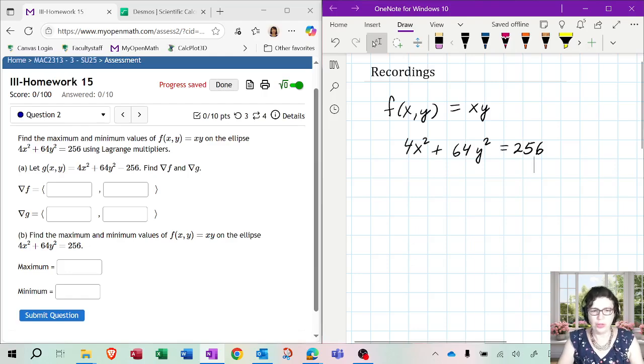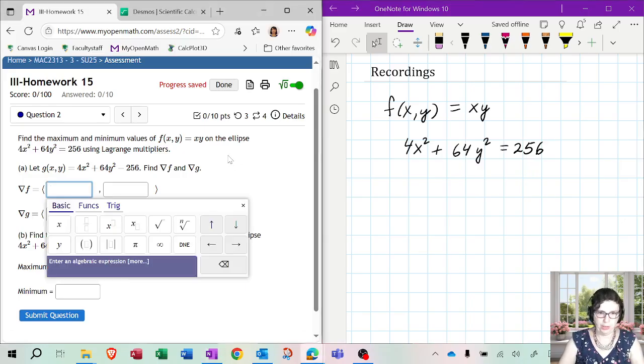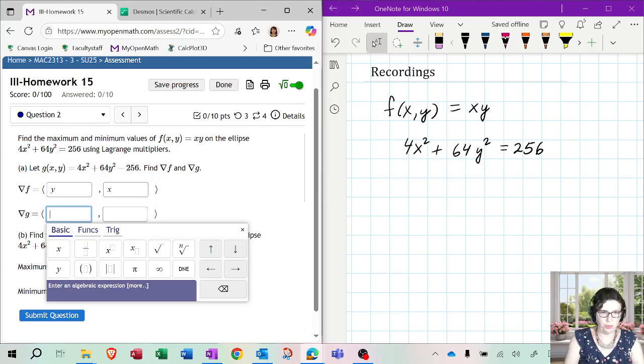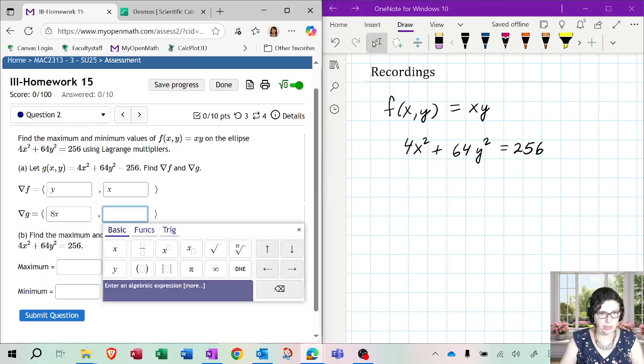In this video, we are going to maximize or minimize, actually both in this case, the function xy subject to a constraint that x and y have to belong to this ellipse. Okay, so first we are going to find the gradients. So the gradient of f will just be (y, x), right? And the gradient of g would be (8x, 64 times 2, 128y).